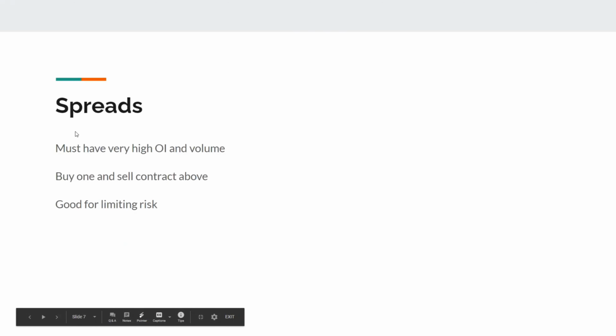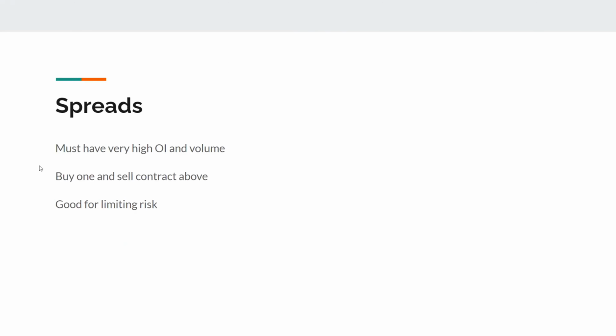For spreads, whenever I do spreads, they must have very high OI, very high volume. You're typically going to want to trade stocks like close to in the money AMD, SPY, XLF. You're not going to want to play small cap with spreads. You buy the one contract price and sell the one right above it. This lets you limit your risk.